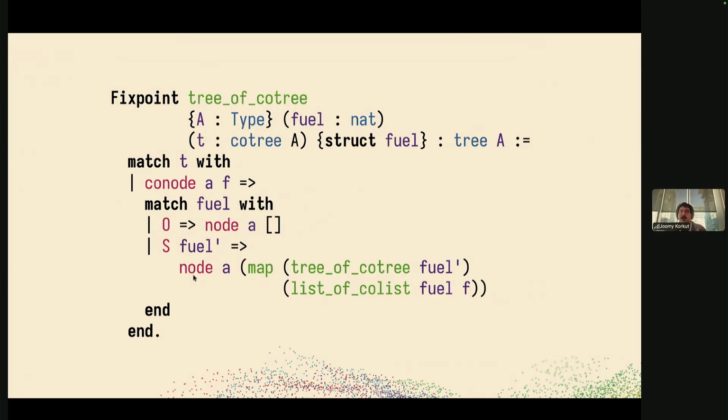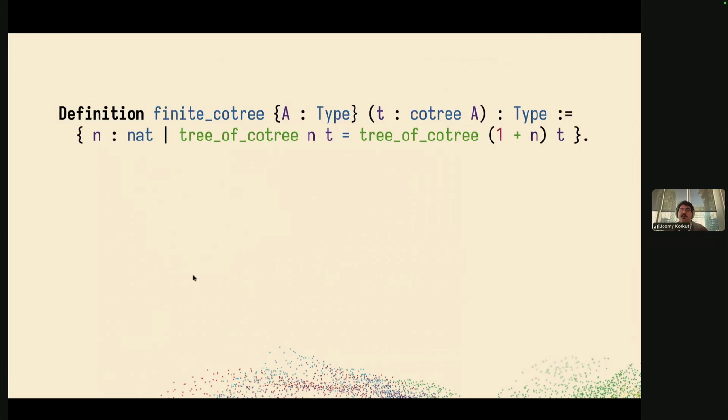tree by taking a finite number of elements from the co-tree. This is what the proof assistant folks call the fuel pattern. We have a program that may or may not terminate, so we add a fuel parameter and let the program run as long as there is some fuel. And now using the function to convert a co-tree to a tree, we can say a tree is finite if at some point adding more fuel doesn't change the tree that you get.